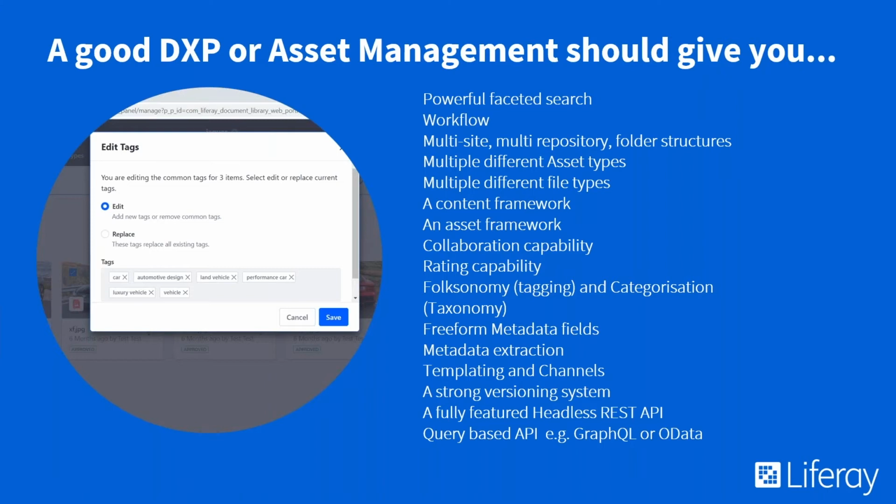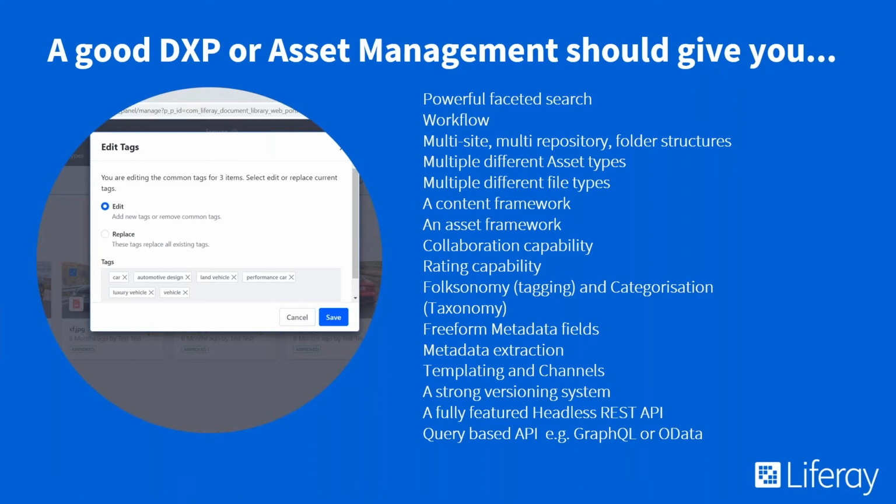You need different asset types, images, video, but more than that, a multitude of different file types need to be supported as well, ranging from a JPEG all the way through to a PSD, TIFF, etc. Right? Millions of different file types could potentially be used. You need a content framework potentially, okay?